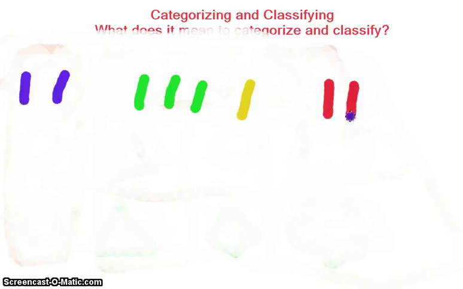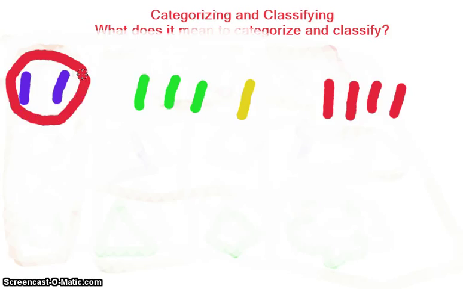For example, he has 2 purple toys. He has 3 green toys. He has 1 yellow toy. And he has 4 pink toys. Now if I wanted to classify his toys, I could classify them based on their color.